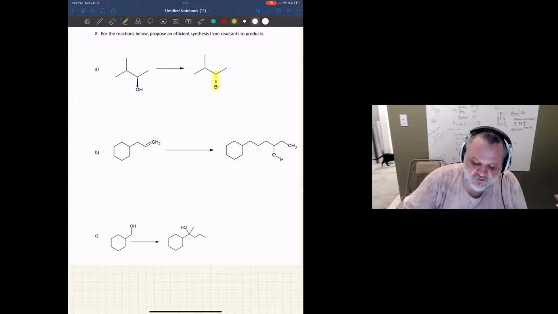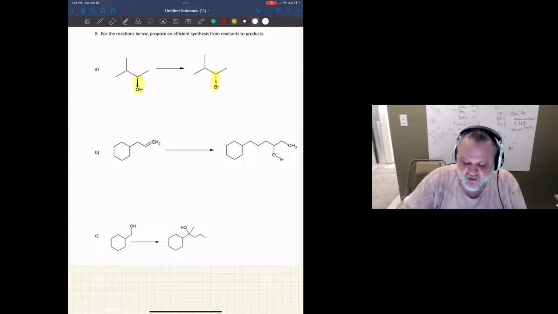I've got the same carbon chain, so I'm not going to add or subtract any carbons, but it does look like I am going to do some sort of substitution where I take that OH group and substitute it with a bromine. It also looks like it was an SN2 reaction because if you see that, the stereochemistry has reversed. Now, alcohol is not a great leaving group.